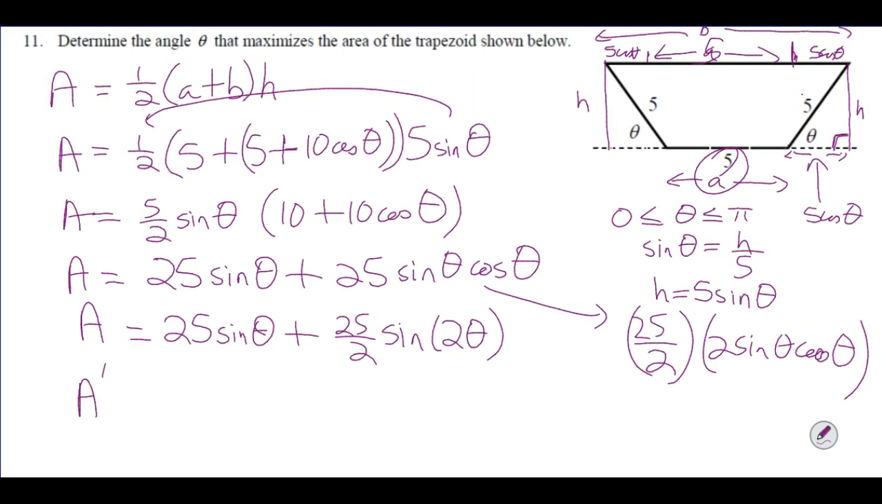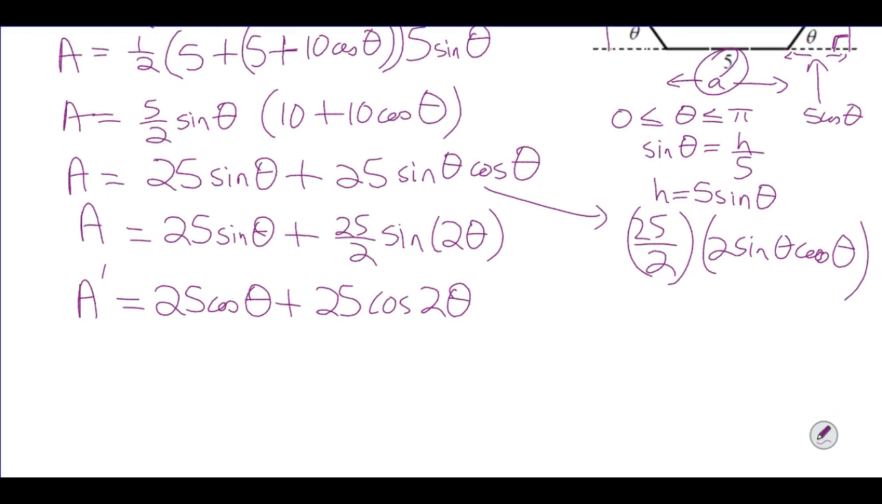Yeah, well, that's an A prime. So what do we got? We got 25 cos theta, plus the 2 is going to kick out, so it'll be a 25 cos 2 theta. Right, which is 25 cos 3 theta in your dreams. It's not 25 cos 3 theta. You can't do that. Don't do that.